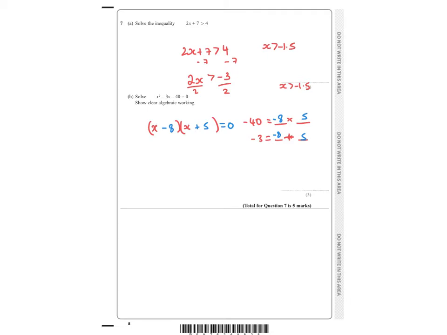For this to equal 0, we know that any number times 0 gives us 0. So if we get 0 times this bracket, we're going to get 0, or if we get this bracket times 0, we're going to get 0. So I'm going to make each bracket equal to 0. This means x minus 8 has to equal 0, so x equals 8. x plus 5 equals 0, so x equals minus 5. So we have two answers for x. We have 8 or minus 5.